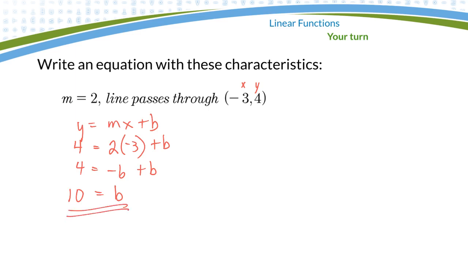Now, again, that's not the end because they want to know the equation. So the equation of the line is y is equal to, the slope is 2x plus the y-intercept is 10.